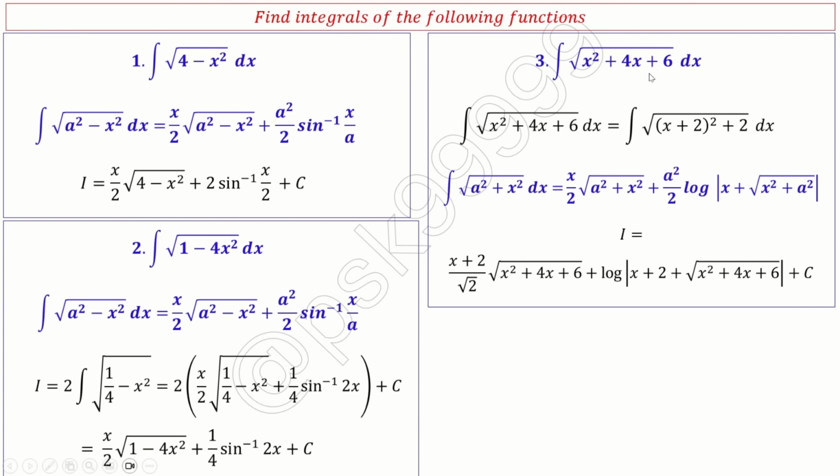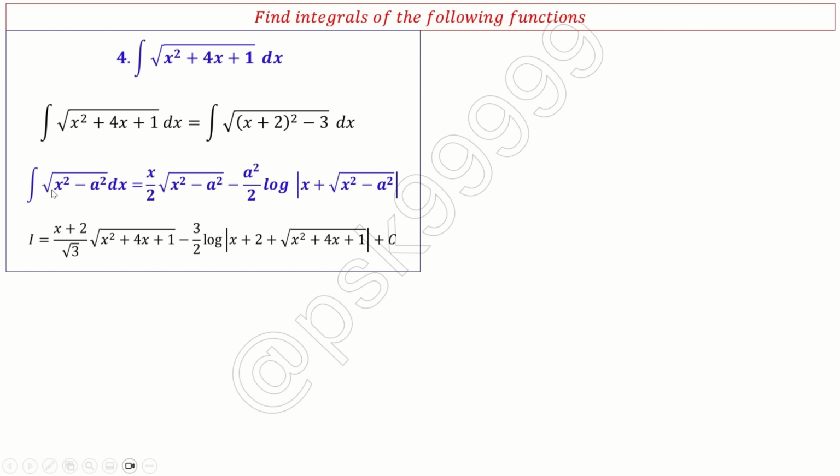Square root of x square plus 4x plus 6. So I can write this as square root of (x plus 2) whole square plus 2. So this is in the form of square root of a square plus x square. This is the integration. I just substitute the values here. Here my x is x plus 2, a is 2. So this is the answer.